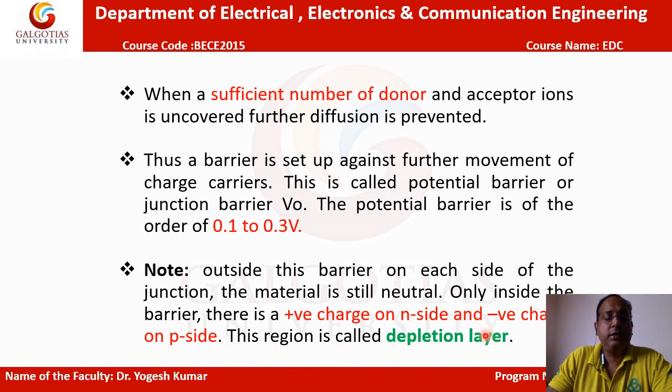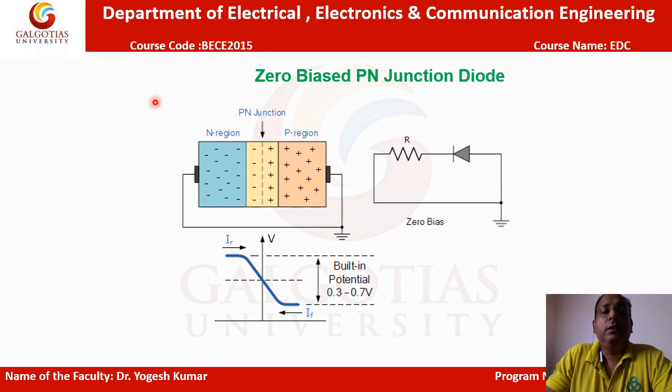In the previous two slides we have seen how the depletion layer is formed. Now, until we connect any battery to the two terminals, that is the P side or N side, this is called the zero biased PN junction diode, or the unbiased diode. Here you can see this is the P region and this is the N region. This is the PN junction in between them, and we are not connecting any battery, so it is the zero biased PN junction diode.